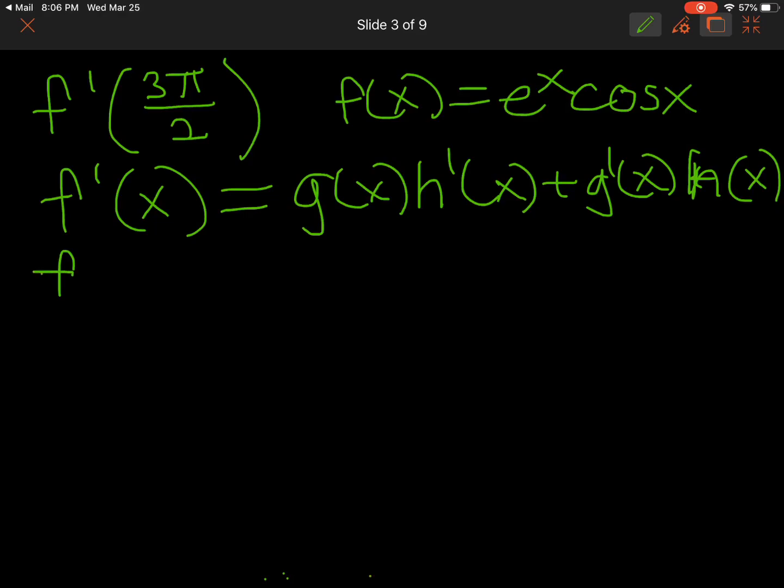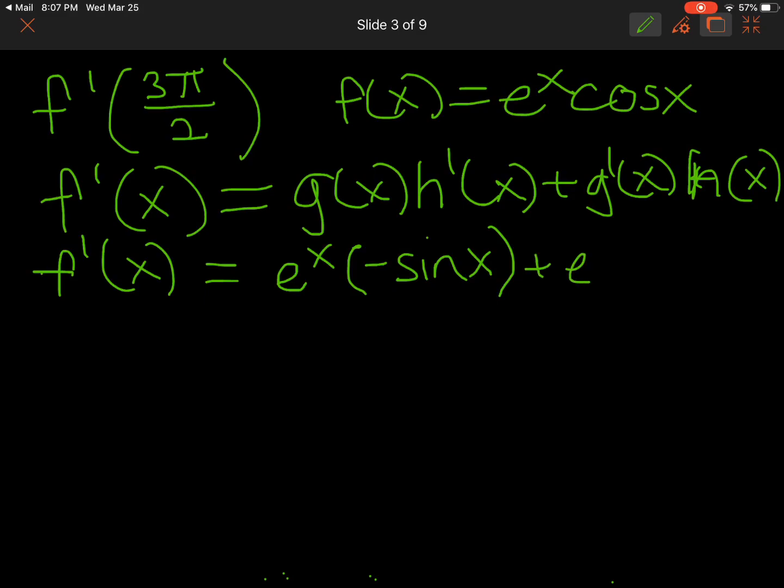So f prime of x is equal to, so the function e to the x stays the same. The derivative of cosine of x is negative sine of x, so we'll keep that in mind. So we'll write that down. The derivative of e to the x is e to the x, so we can keep that. And we just have cosine of x, and we multiply that. So I'm going to go ahead and factor out an e to the x here just to make things simpler for us as we move along.